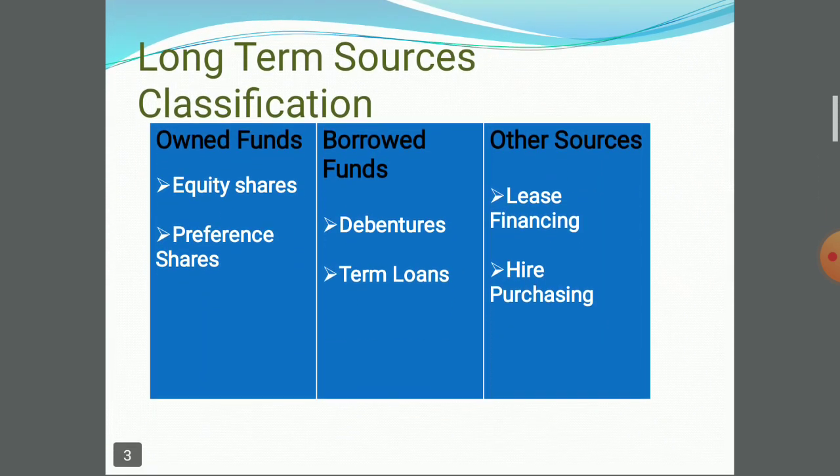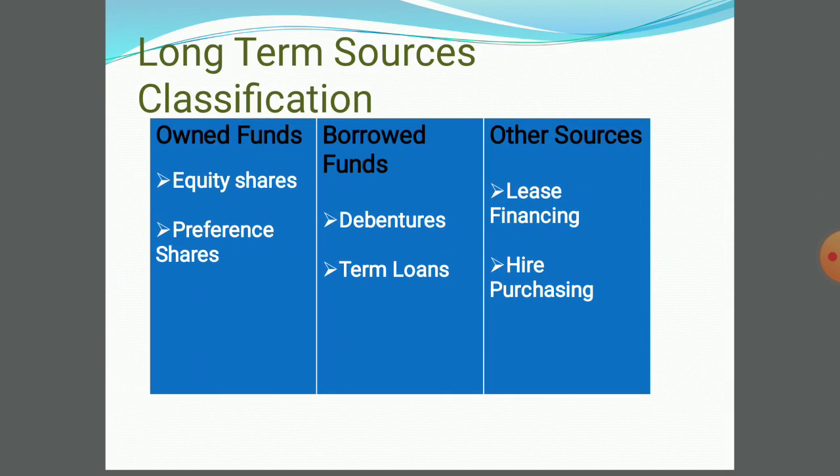In this video, we are going to focus upon the long-term sources of finance, which are divided into three types: own funds, borrowed funds and other sources. As I already told you, own funds are the funds which belong to the owners of the organization. Borrowed funds are borrowed from outsiders, and under other sources we have lease financing and hire purchasing. In this video we are going to focus upon the owned funds.